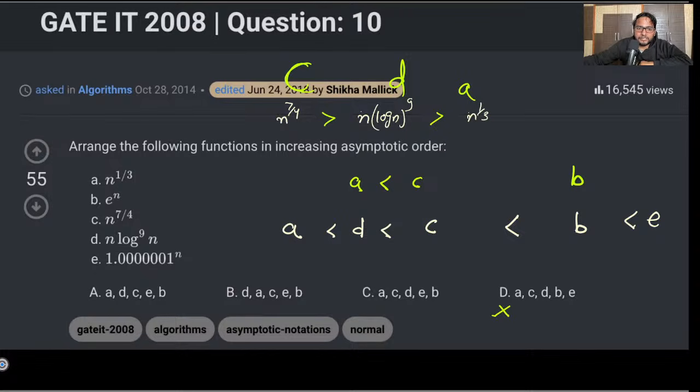Yeah, A is the lowest. Okay, B is e power n. Sorry, B is e power n. Then if B is e power n, in that case, we need to compare this e power n and this function. So which one is greater?